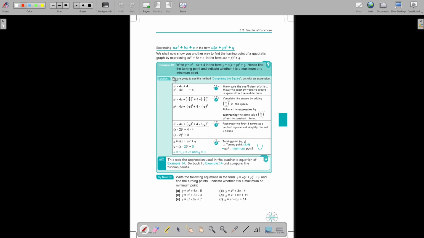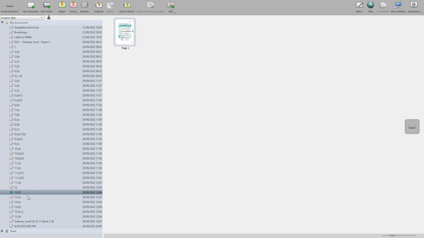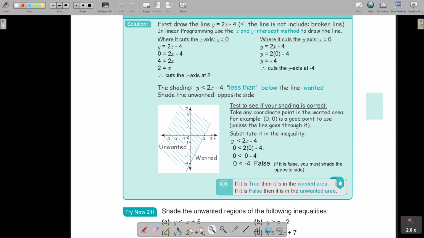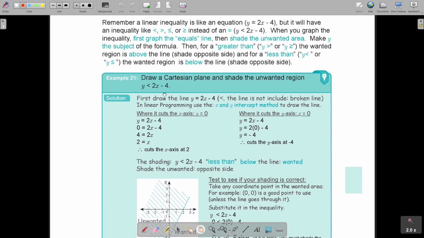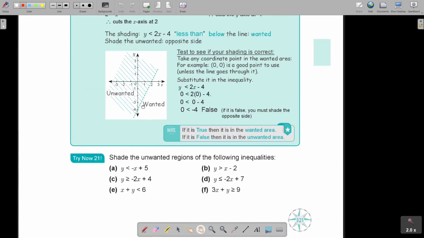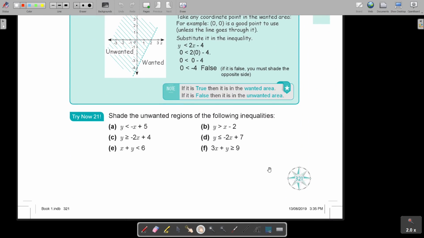Okay, before we get to the turning point, I would first like to show you how to find where it cuts the x-axis and where it cuts the y-axis. And I want us to use not a table, because this is not on graph paper, so we want a specific value. I want to use this method that we use a lot in linear programming.